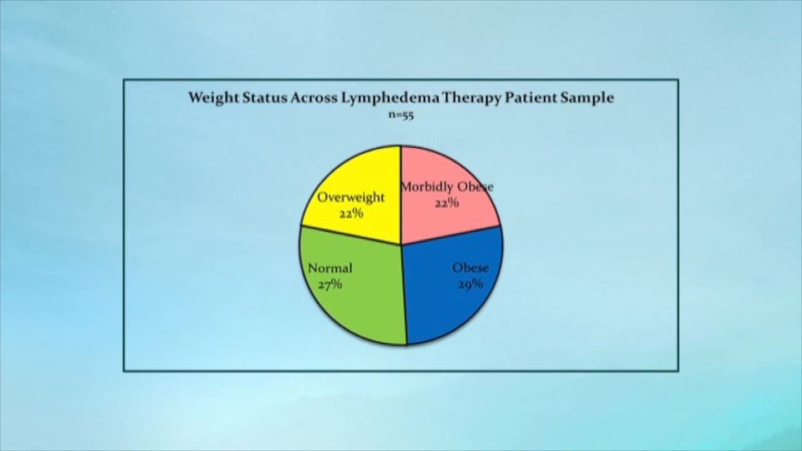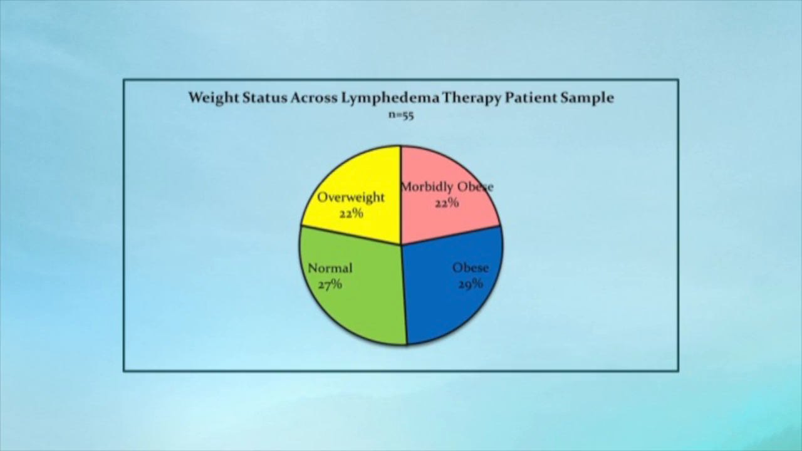Wow, look at this. 27%, only 27% were normal weight. All the rest were overweight and obese. But even more astounding, 22% were morbidly obese. This was a big problem just in my little clinic.